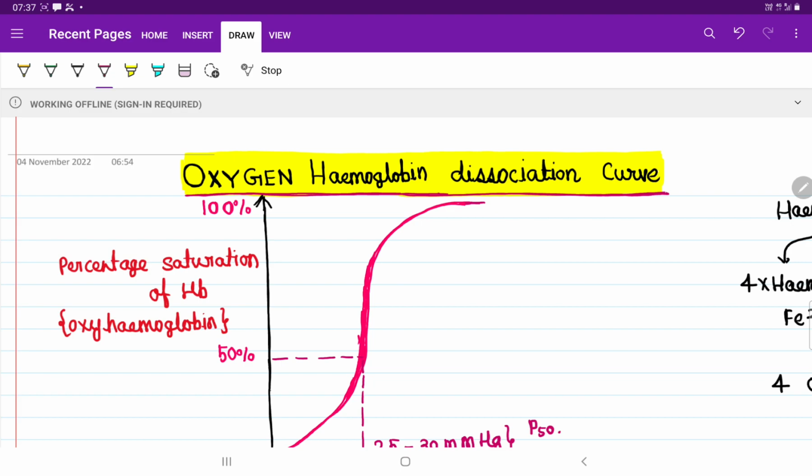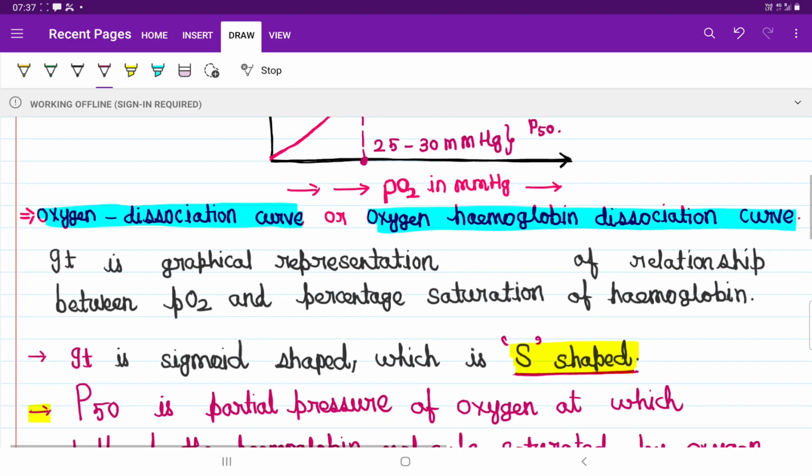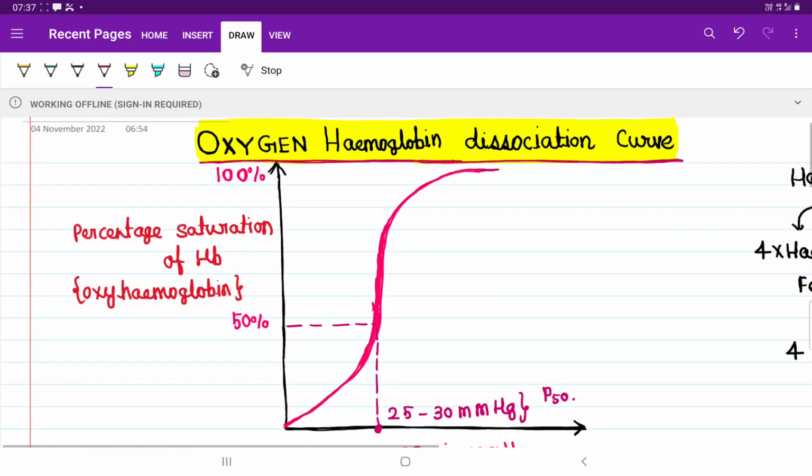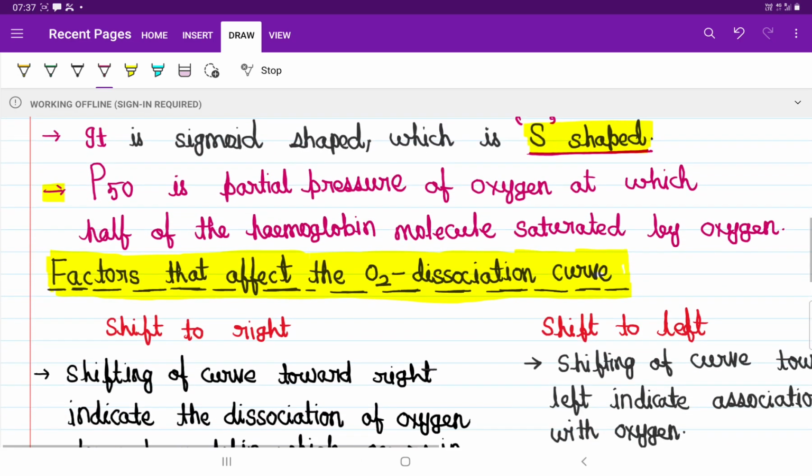Clear, students? This is what we got in experiments. So we got one sigmoid curve, an S-shaped curve.